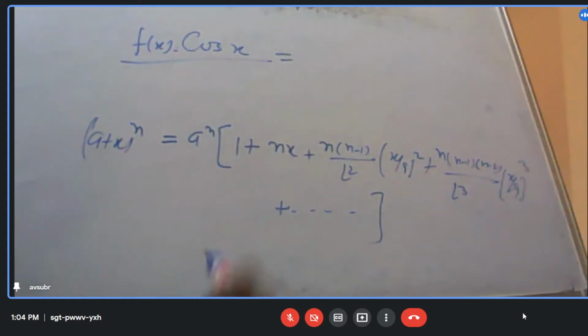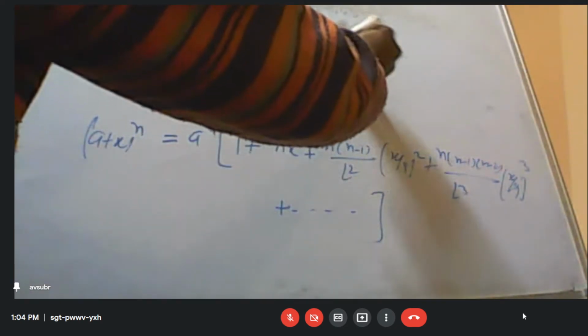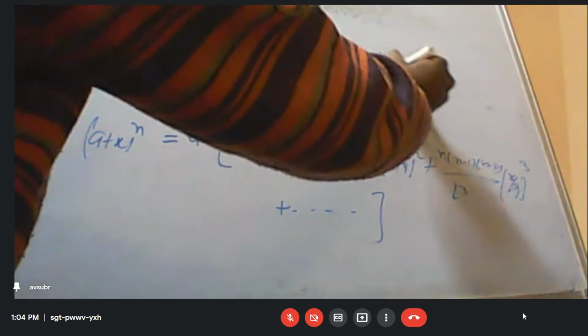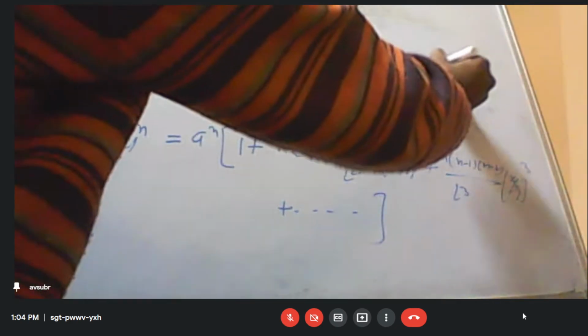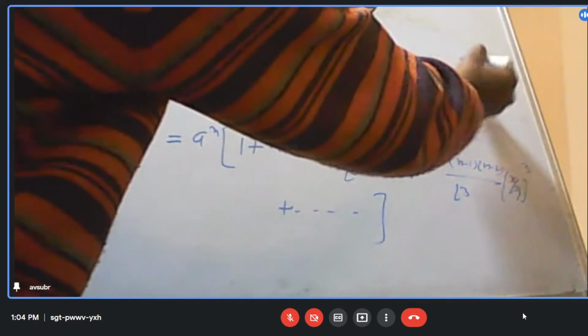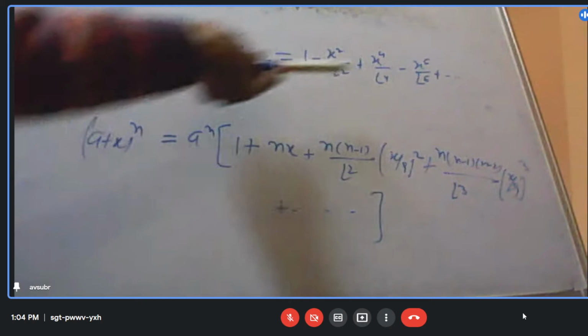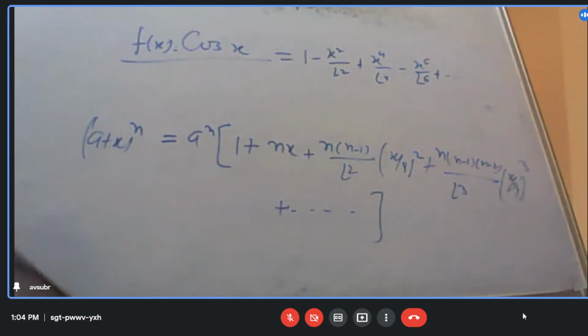1 minus x square by 2 factorial plus x raised to power 4 by 4 factorial minus x raised to power 6 by 6 factorial, and so forth. The signs alternate. We have done this before, that day. So this is what we will get.